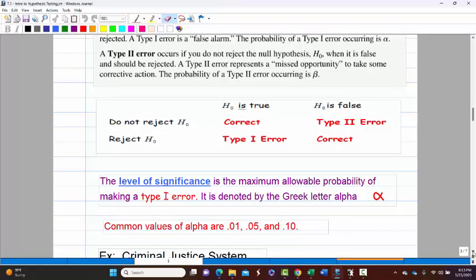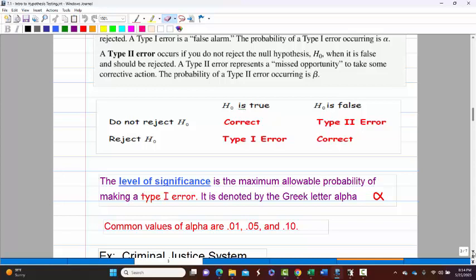Now here's a phrase called the level of significance. It's the maximum allowable probability of making a type 1 error. It's denoted by the Greek letter alpha. And I wouldn't worry about the part in red. Common ones are 0.01, 0.05, and 0.10. They seem to be the most used. But it can be anything, 0.04, 0.07.